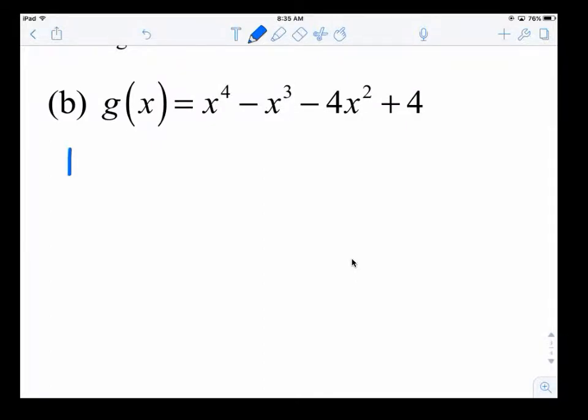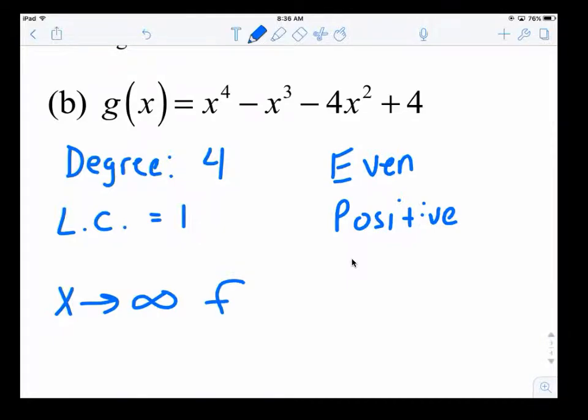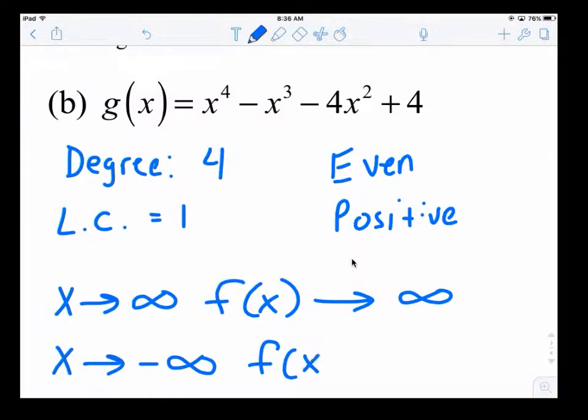All right, what's the degree here? And the leading coefficient is 1, right? So that means we have an even graph with a positive leading coefficient. So as x goes towards infinity, where is f of x going to go? Infinity. And then as x goes to negative infinity, f of x will go towards infinity, right? So they're both going in the same direction.